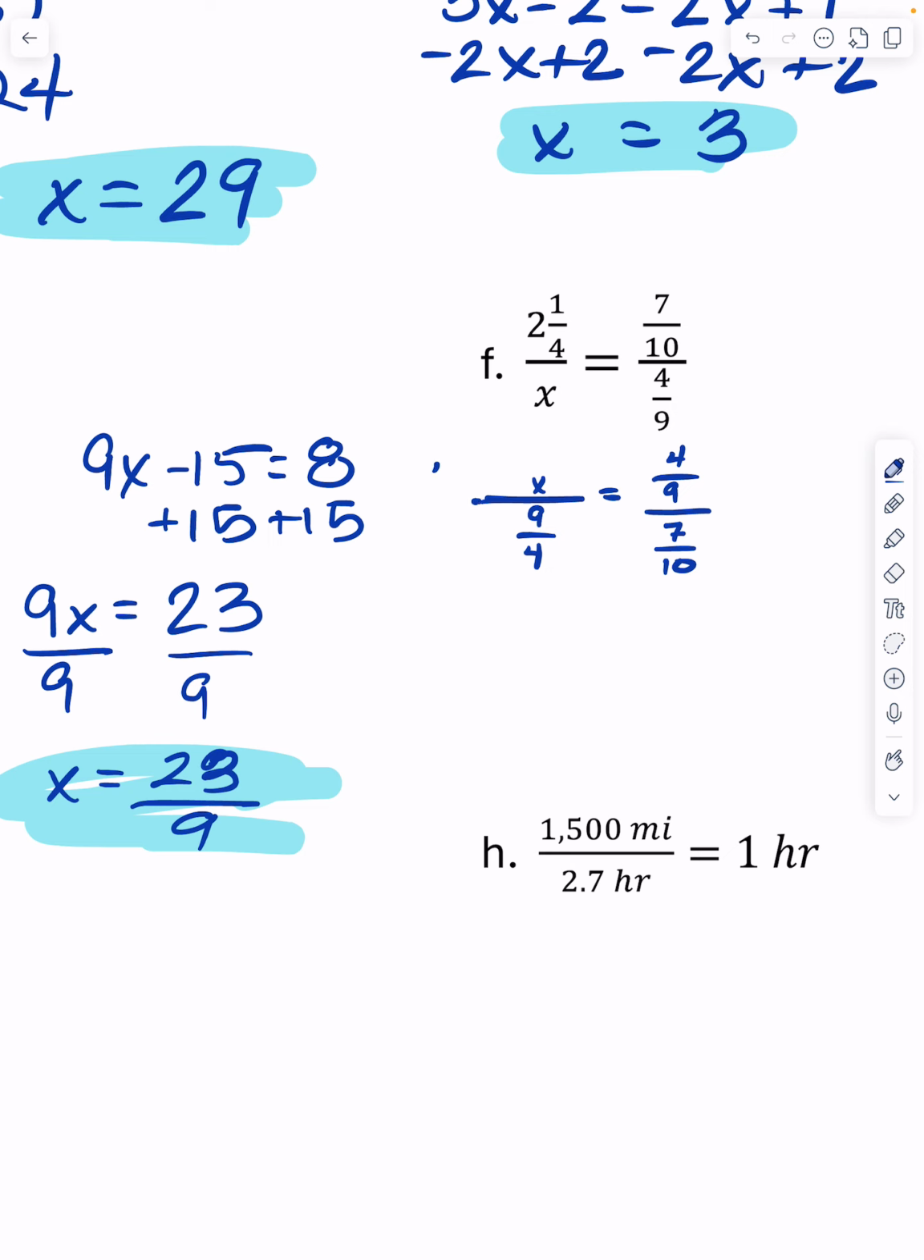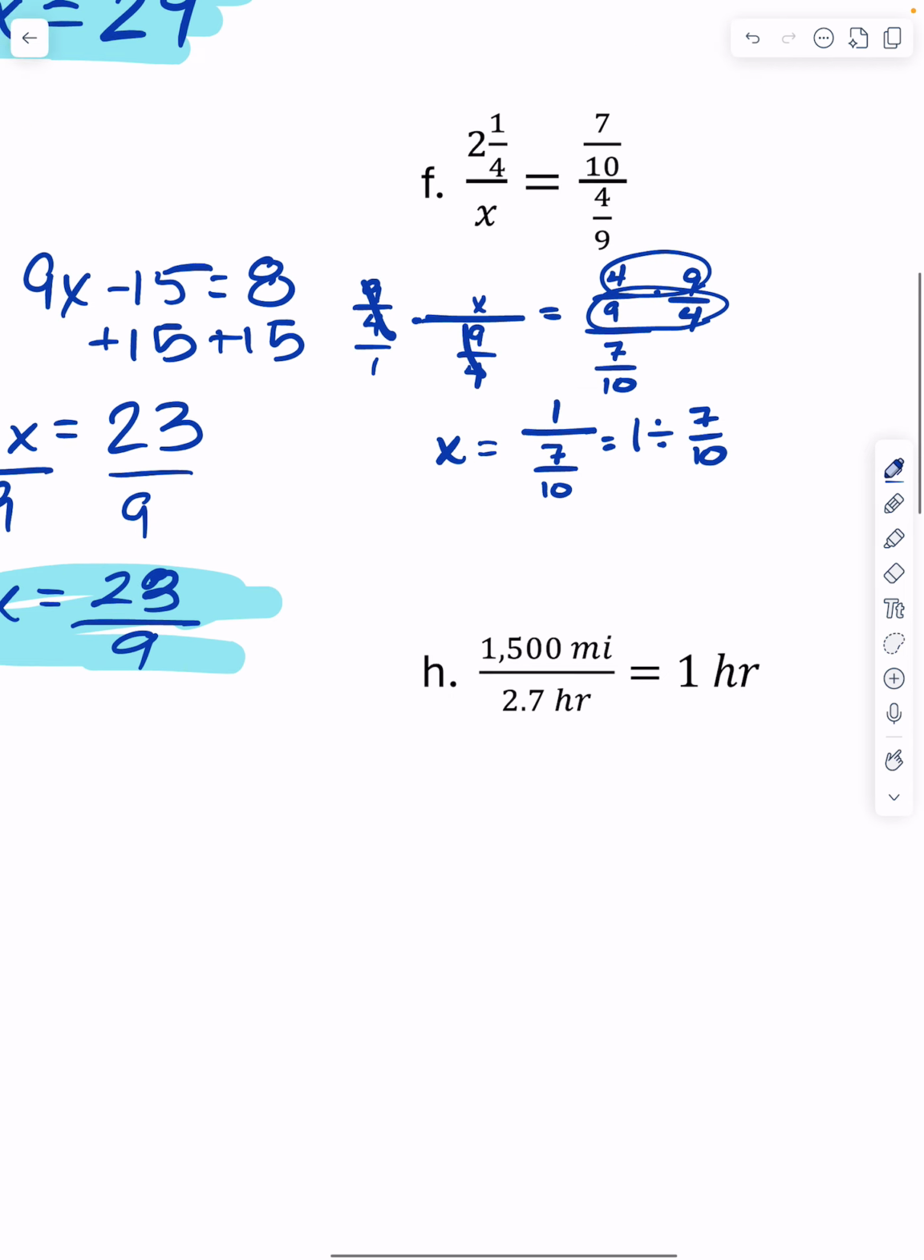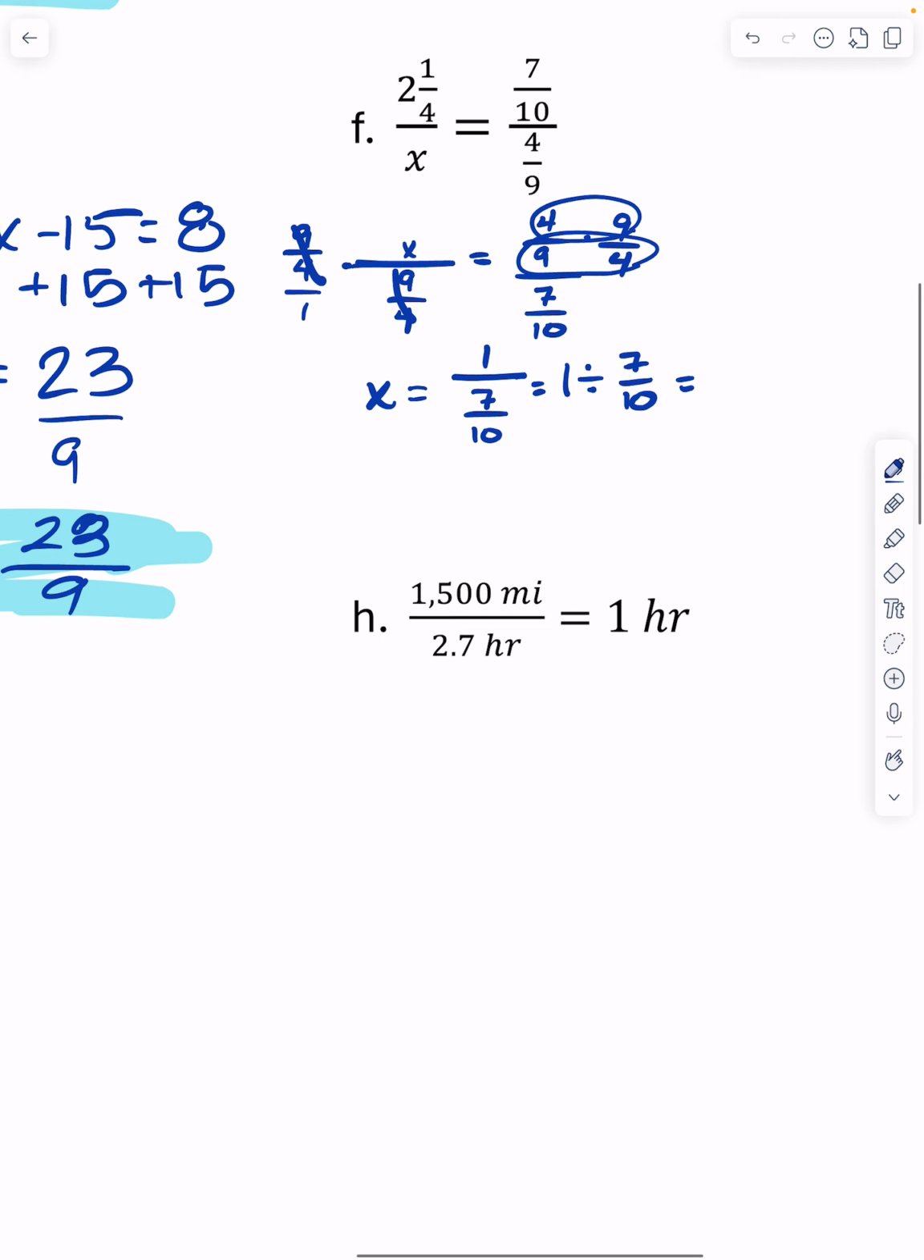Now I'm going to multiply by 9/4 in the numerator, which feels weird, 9/4 over 1, because that gets rid of this divide by 9/4 part. Notice what I have up here. I have reciprocals. 36 over 36 is 1 over 7/10. We can write that as 1 divided by 7/10. We never divide by fractions. We invert and multiply, so that's 1 over 10 times 7. And x equals 10 times 7.